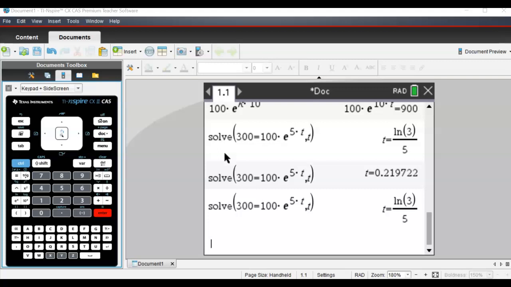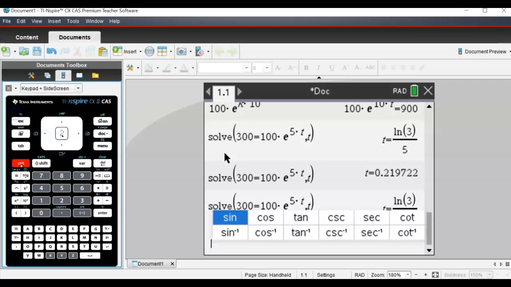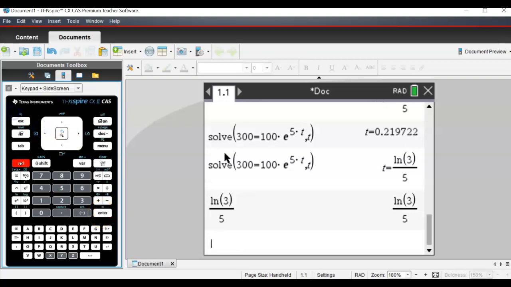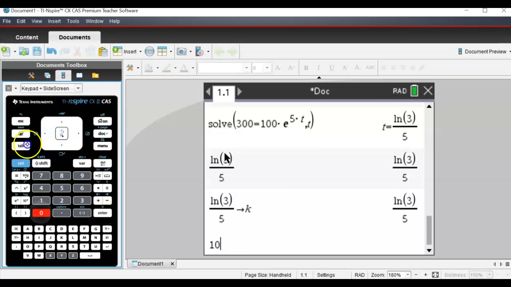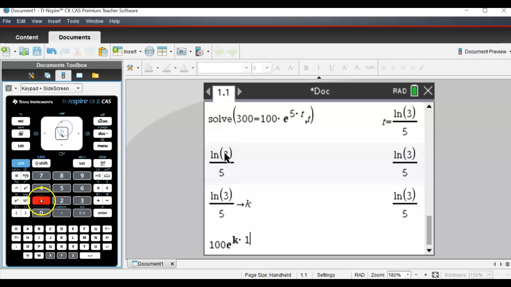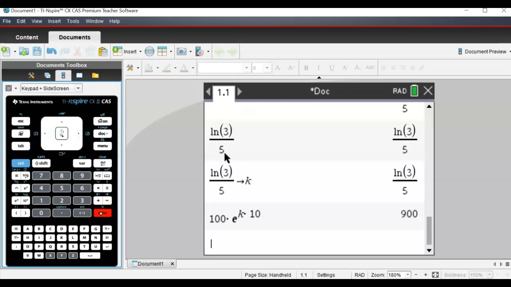I'm going to want to take that ln3 and divide that by 5. I got to get that, and then store that last thing in my k variable, and then it'll work. 100 e to the k times 10, and then it's going to give me my 900, but I have to take the t out of there, okay?